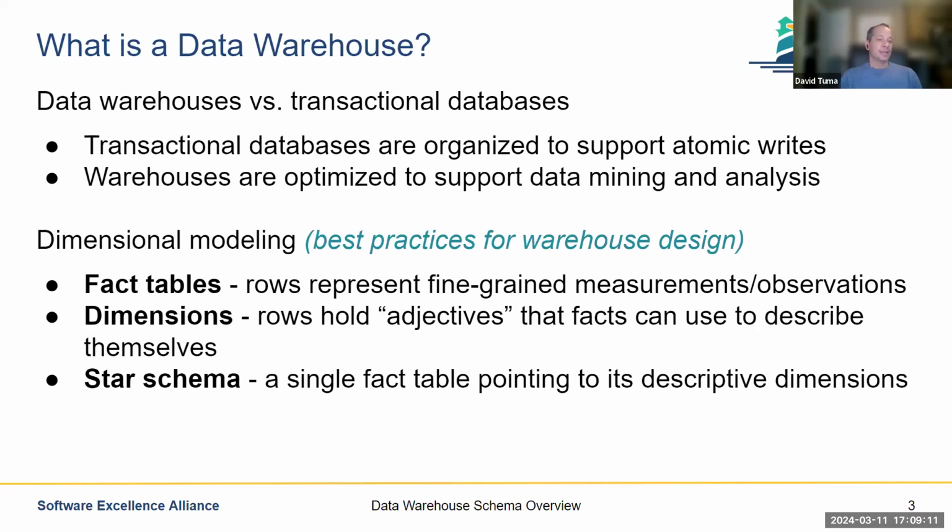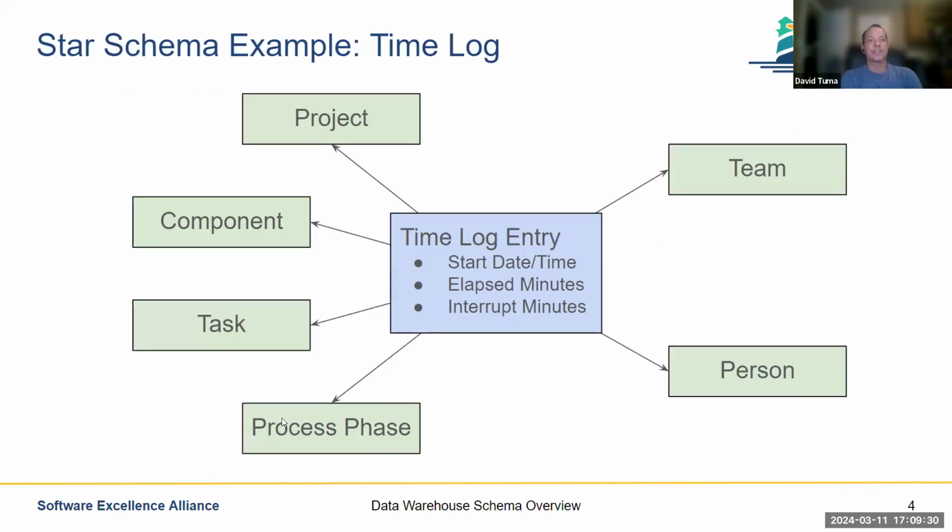Okay. And then these two things fit together in what's generally known as a star schema, which would be a single fact table that has pointers to all of its descriptive dimensions. So let me show you an example here. Here's an example star schema for something that we're all familiar with as TSP practitioners, the time log.